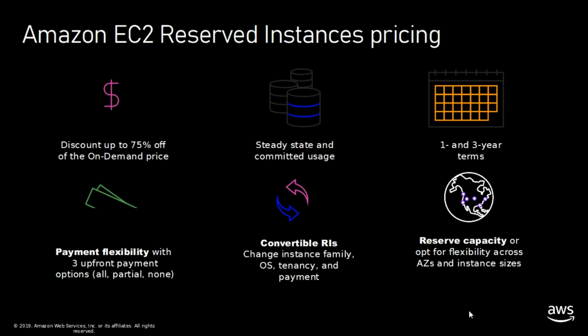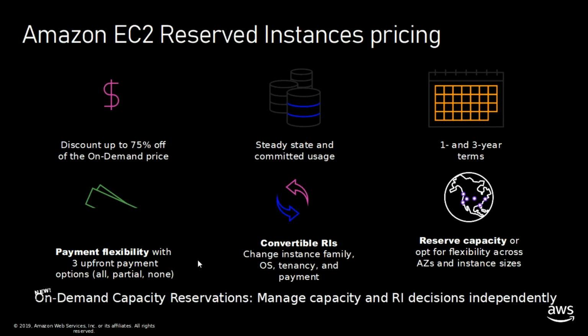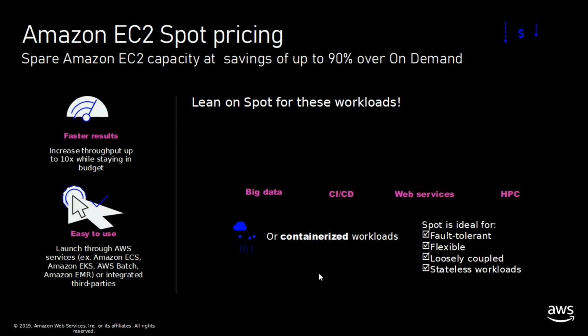And we can also optimize EC2 by combining all these purchase options. Amazon EC2 reserved instances offer a discount and payment flexibility: all upfront, partial, or none. We can also have convertible reserved instances. And we have spot instances, where you bid for the capacity you want to use.